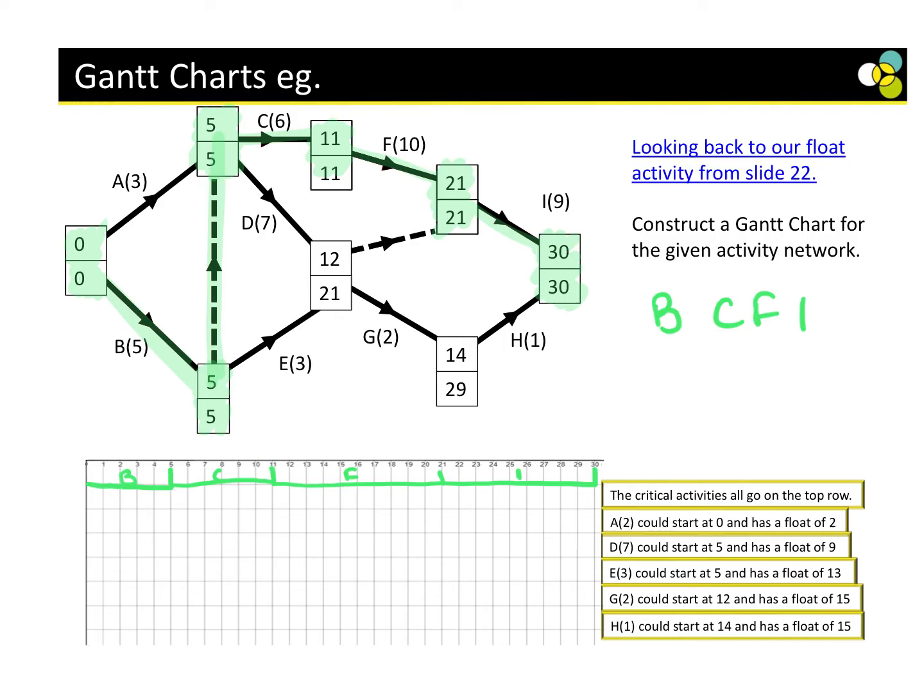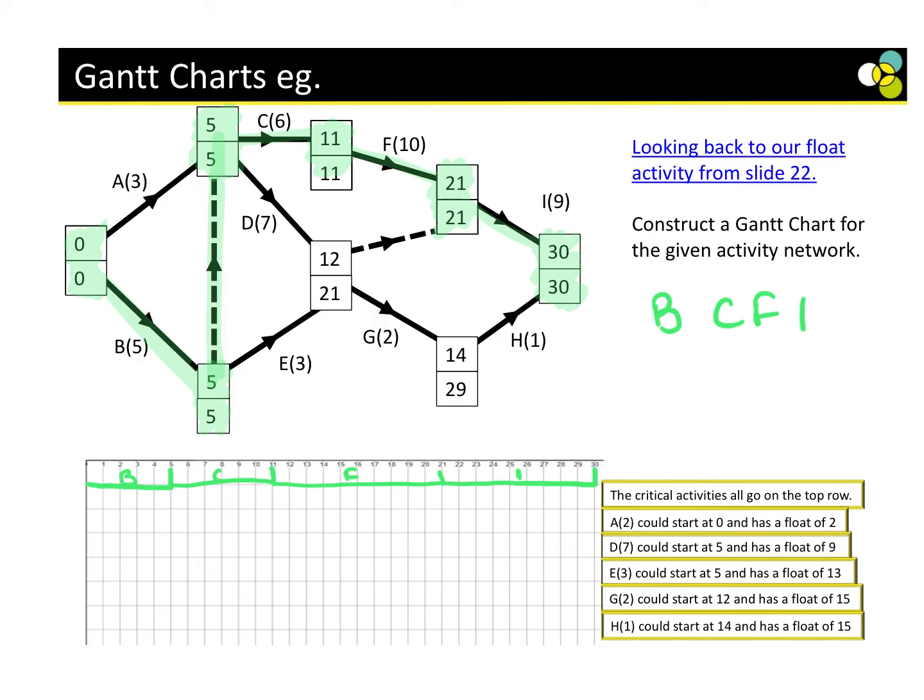So each one that's left, what do we have? 1, 2, 3, 4, 5. Everyone happy? We've got 5 letters left. So how many rows should we go down? We're going to have 5 new rows. Everyone happy with that? Okay. We're now going to start at A.